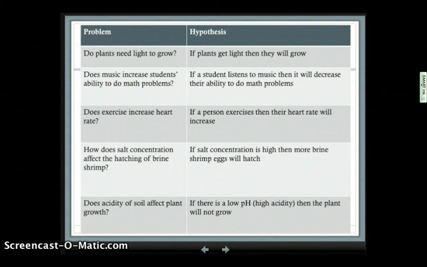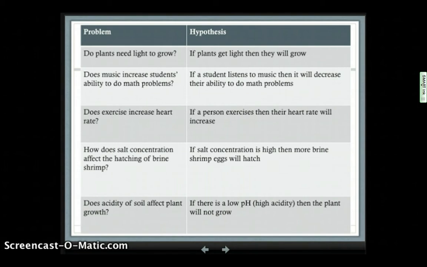Do plants need light to grow? If a plant gets light, then it will grow. Or if plants get more light, then they will grow more. Does music increase students' ability to do math problems? If a student listens to music, then it will decrease their ability to do math problems. You could also say if a student listens to music, then it will increase their ability to do math problems, or they will do more math problems if they listen to music. Does exercise increase heart rate? If a person exercises, then we're predicting what happens to the heart rate. Their heart rate will increase.